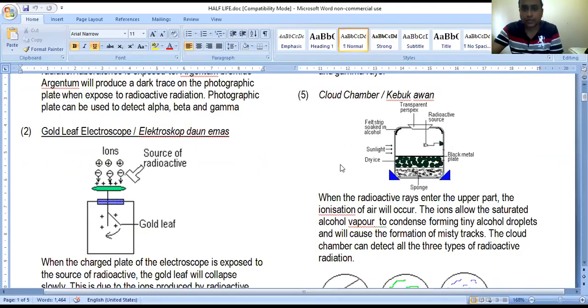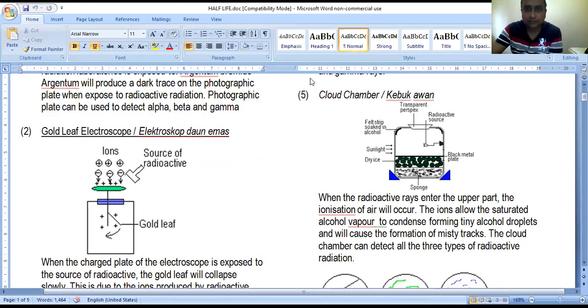Now the last one we call the cloud chamber. Now the cloud chamber can also detect alpha, beta, gamma, but the cloud chamber is not that famous because it's not portable like your GM tube. So the GM tube is more portable. You can bring it and scan, kind of thing. But the cloud chamber, no.